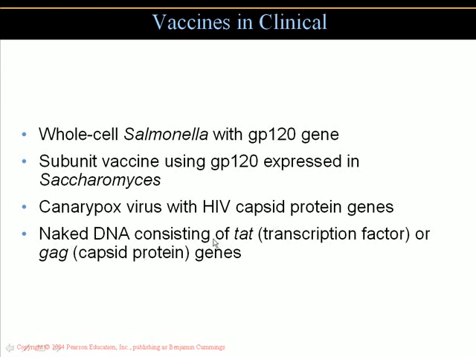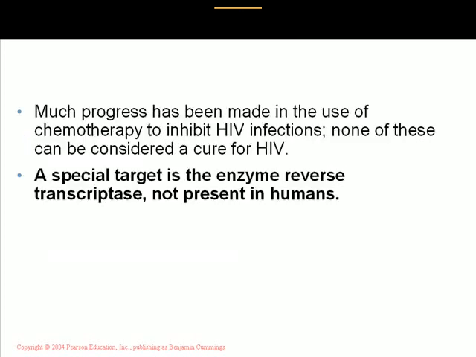Naked DNA consisting of a transcription factor referred to as TAT or GAG, which is a capsid protein. Again, this is looking at a fragment of a virus that would be able to be recognized by our immune system. These are all under clinical trials, and again, there's no significant headway at this point.